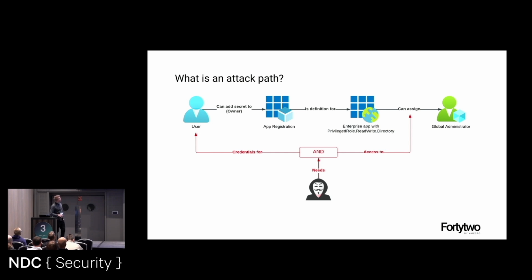If that app registration is also linked to an enterprise app with some privileged roles, the hacker can essentially add a secret. He can become that app, and with this listed scope here, this privileged role read-write directory, he can assign himself global admin. That's not good.